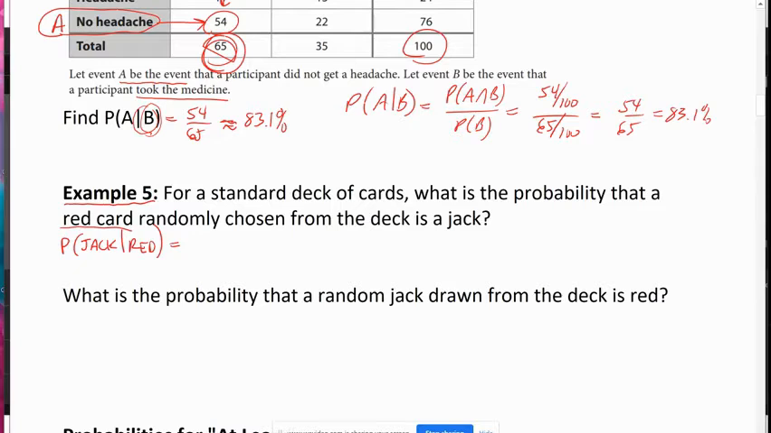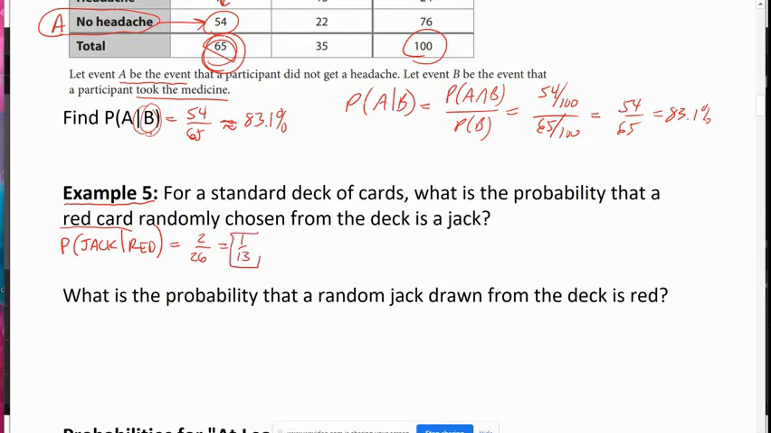Doing it without the formula, we just want to think, if we know it's red, how many red cards are there in the deck? Well, there are only 26 red cards in the deck. It's all the hearts and the diamonds, so half of the deck is red. From that, there's a jack of hearts and a jack of diamonds. So there are 2 jacks left in the deck, and we're down to 26 cards because we know we're only looking at the red cards. So that's 2 out of 26, or 1/13. Okay, so I did that without using the formula.